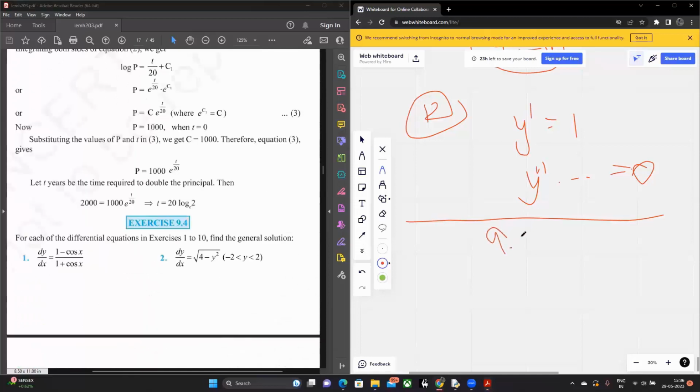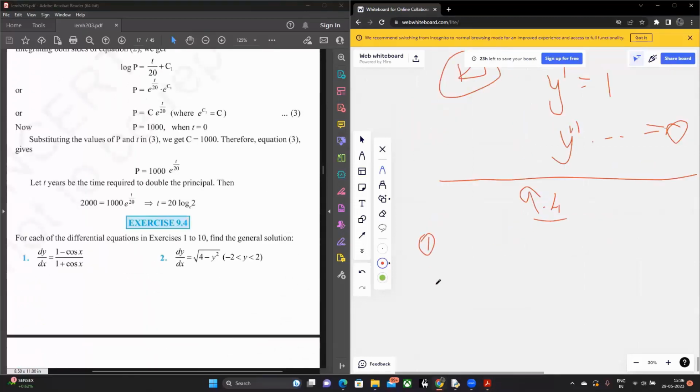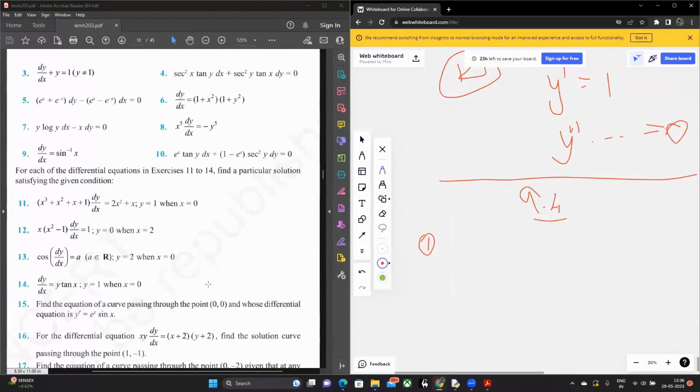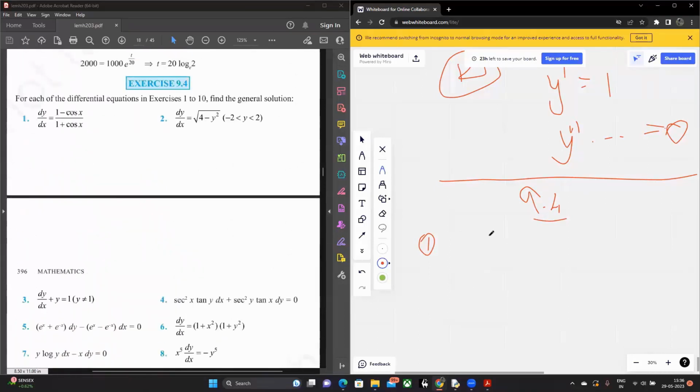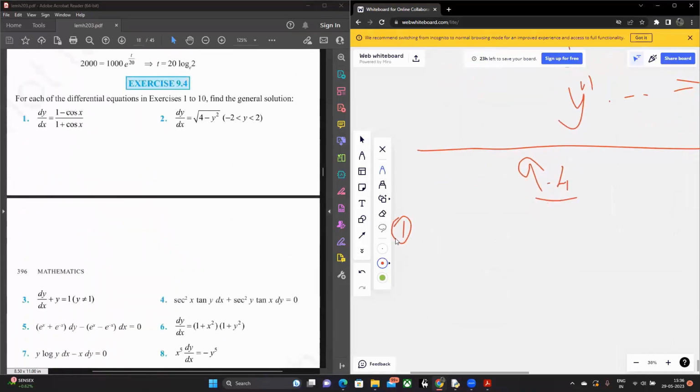Going to the exercise. For each of the differential equations in exercises 1 to 10, 5 to 7. Okay. You have what? 23 questions. So we're dealing with the variable separable method, right? First one, dy by dx equals (1 minus cos x) by (1 plus cos x).